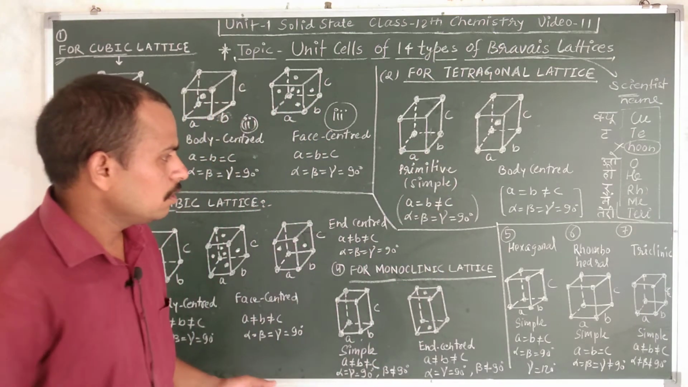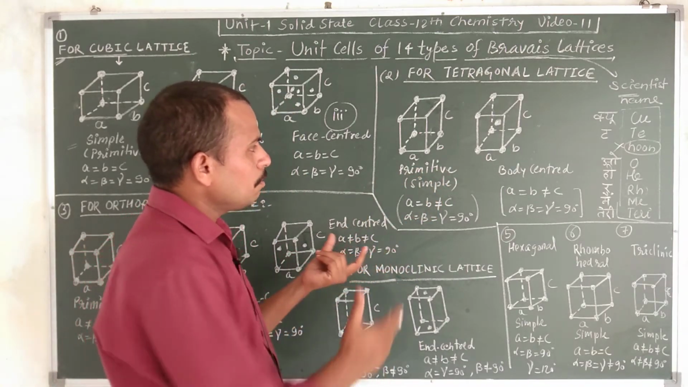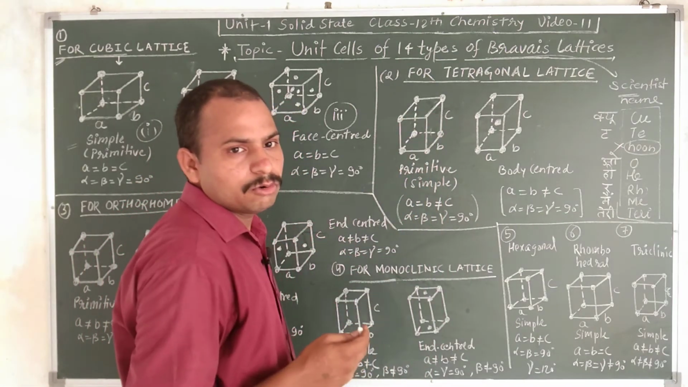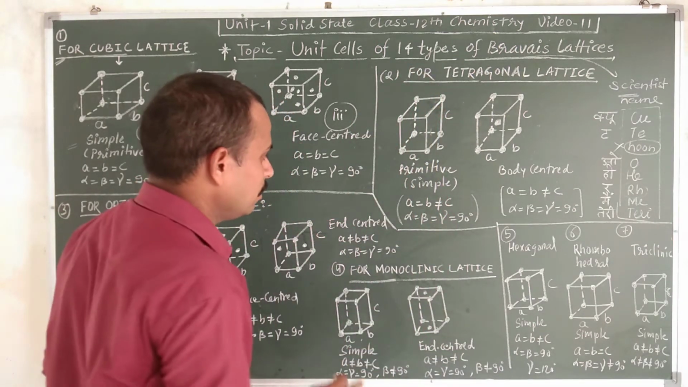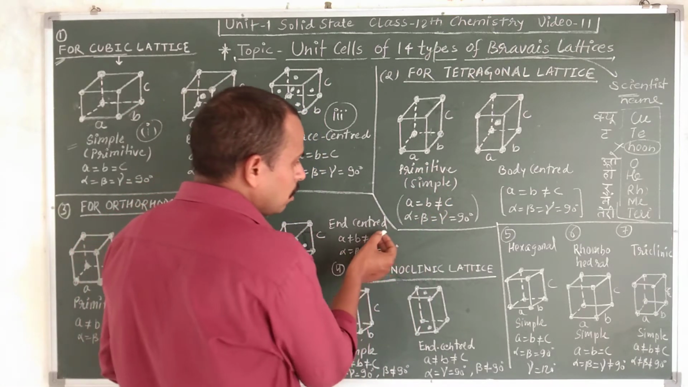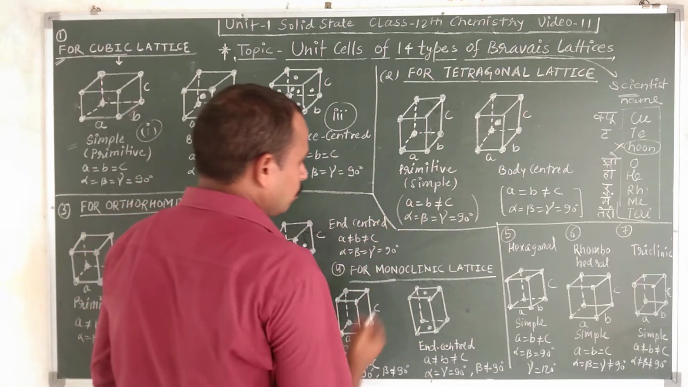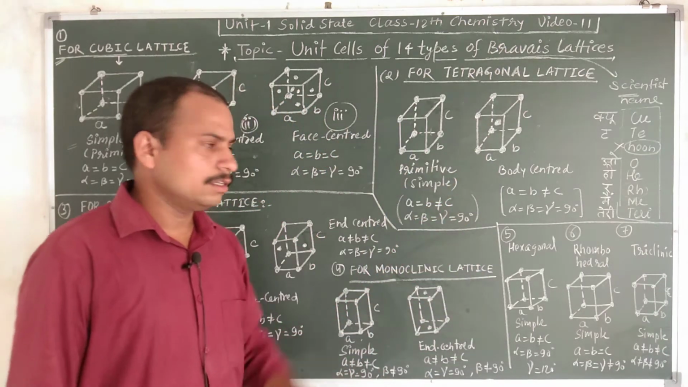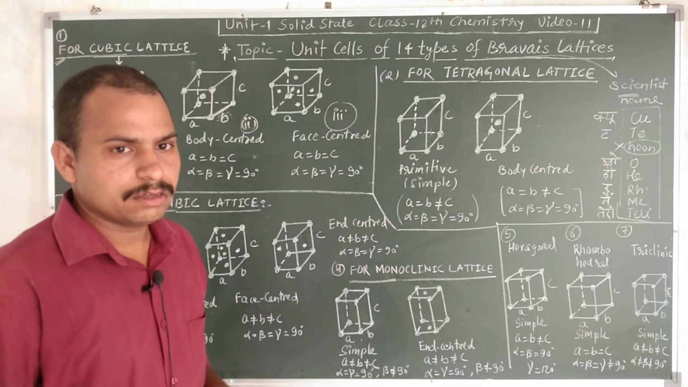What about edge length? Edge lengths a and b will be equal to each other, but c does not equal a and b. So a equals b but does not equal c in tetragonal lattice. What about axial angles? All three angles are equal to 90 degrees, as shown on the green board: alpha equals beta equals gamma equals 90 degrees. So all angles are 90 degrees in the simple unit cell.